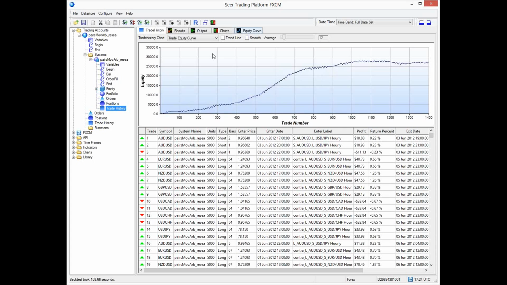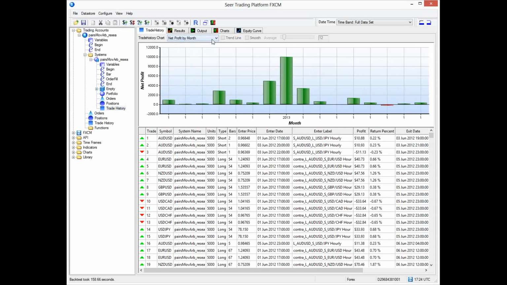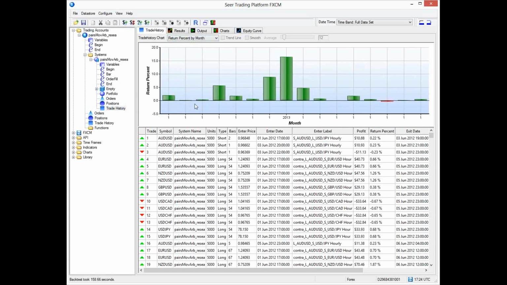Of course, Seer also gives you, over and above this trade equity curve, many other types of stats, or net profit by month, a return percent by month, and you can see the beginning of the year was really good for us, and then 2013 has been quite disappointing for us. Of course, I haven't put any money management in this system, so my exposure on the market was not relative to my trade equity curve or my equity. I've always just taken $5,000 worth of exposure on the market. Of course, one needs to take that into account.